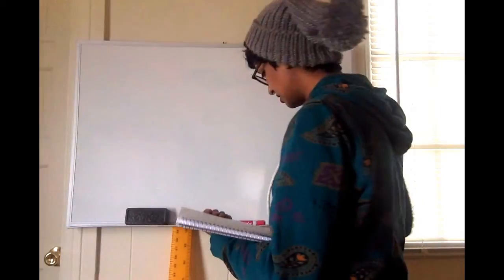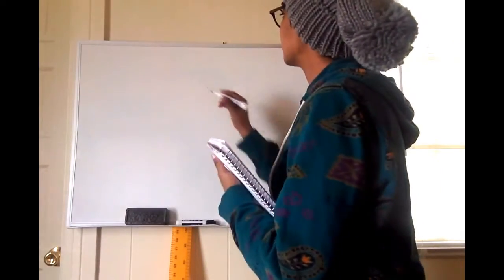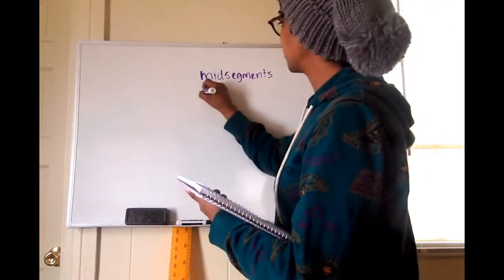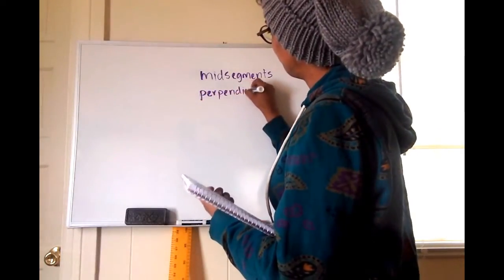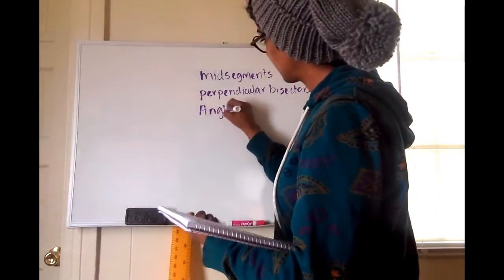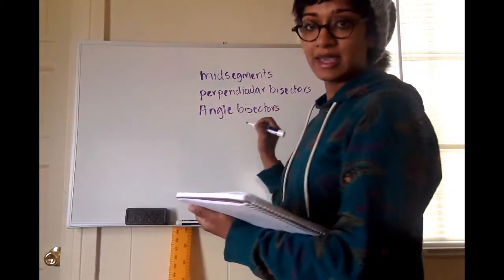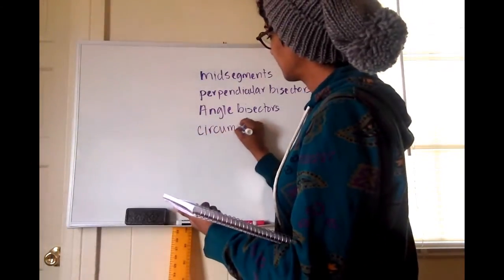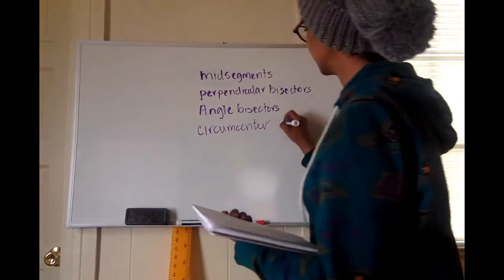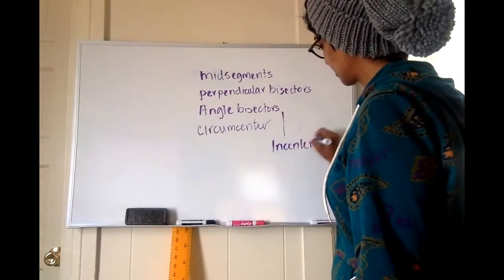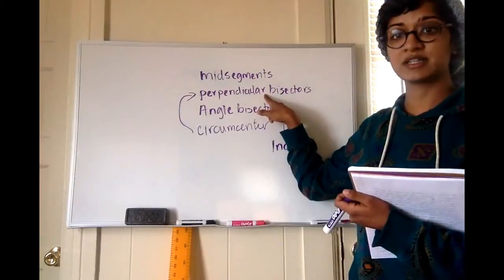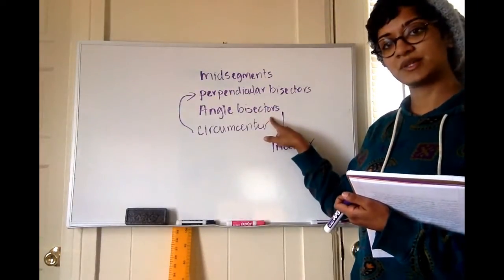So let me list your topics for your quiz tomorrow, and you can write this down. It'll be on midsegments. There will be perpendicular bisectors. There will be angle bisectors. And, of course, circumcenter, which is connected to your perpendicular bisector. And your angle bisector will be with incenter. If you're wondering why they're connected, perpendicular bisectors are the ones that make your circumcenter, and angle bisectors are the ones that make your incenter.